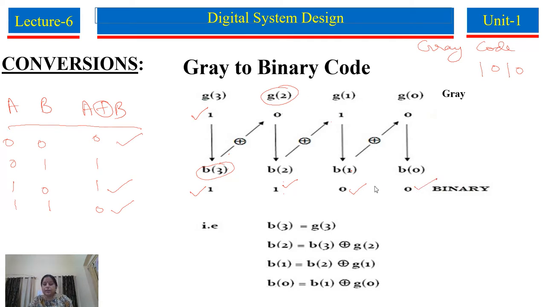So this is the very simple approach for how we convert any gray code into binary. First of all, write the MSB as it is. Then you take the XOR of B3 and G2, B2 and G1, B1 and G0, like this. Look carefully: B3 is G3, means MSB written as it is. Then for B2, B3 and G2 XOR; for B1, B2 and G1 XOR; and for B0, B1 and G0 XOR.